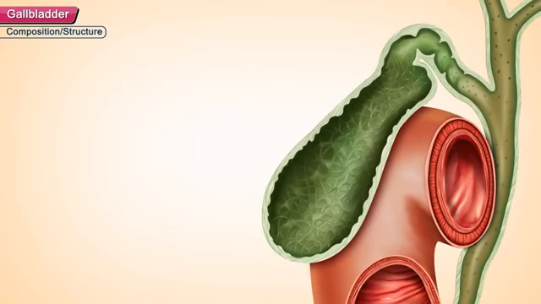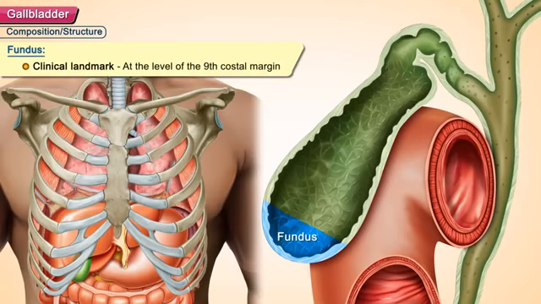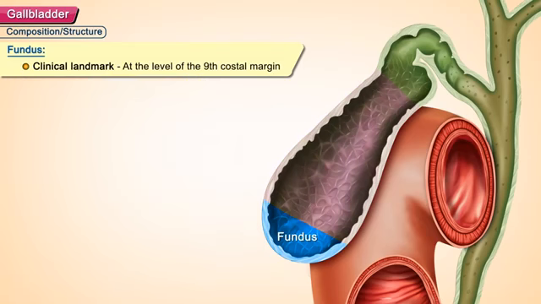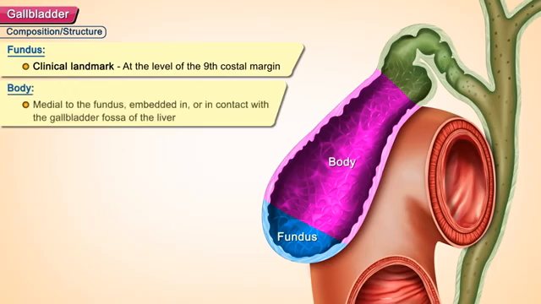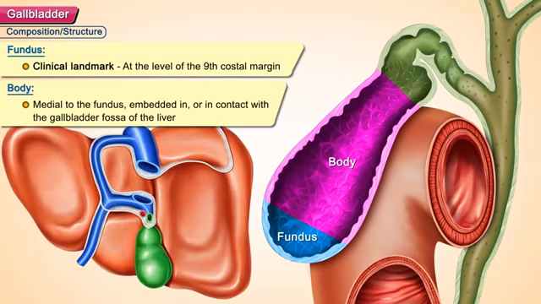Composition or structure. The fundus. A clinical landmark for the fundus of the gallbladder is at the level of the 9th costal margin. Body. The body of the gallbladder is medial to the fundus and is embedded in or in contact with the gallbladder fossa of the liver.